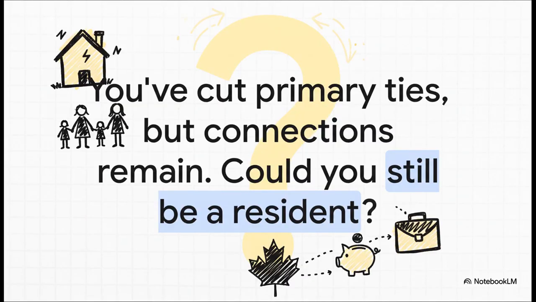So, I'll leave you with a final thought to consider. Let's say you've done everything right. You sold your house, you moved your family, you think you've severed all your primary ties. But what about the secondary ones? A lingering bank account, a professional membership you keep active, old social connections. Could the CRA weave those remaining threads together to argue that, in fact, you never truly left? It's a question that shows just how nuanced this area of tax law can be.